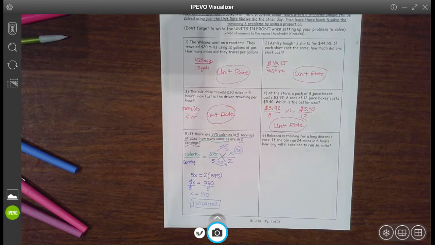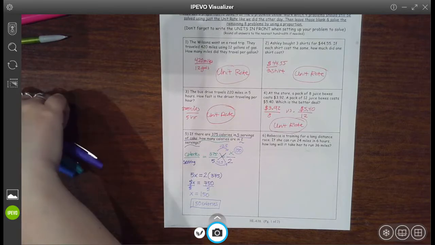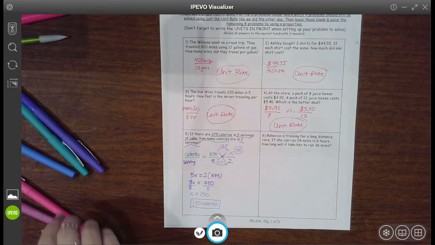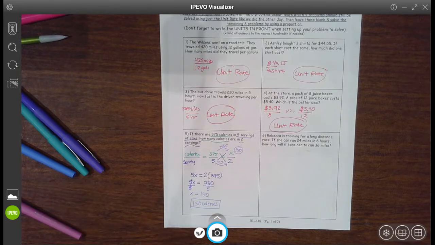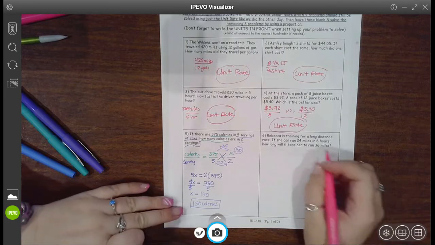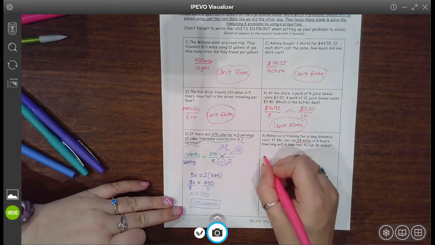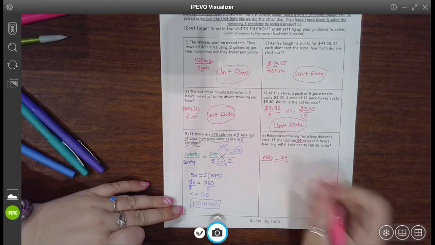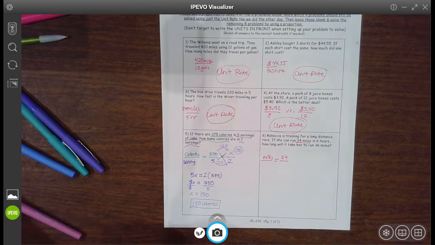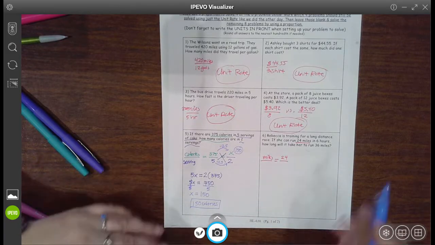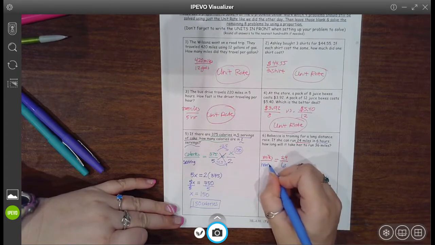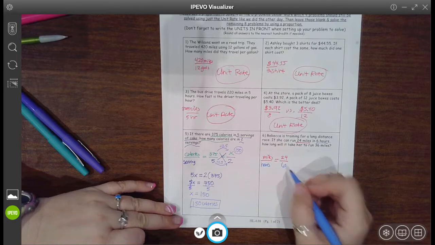Okay. For my next one, it says Rebecca is training for a long distance race. If she can run, what does it say? 24 miles. So we're talking about miles first, and she can go 24 miles. And how long does that take her? It takes her 6 hours. So the bottom's talking about hours. So 24 goes with the 6.